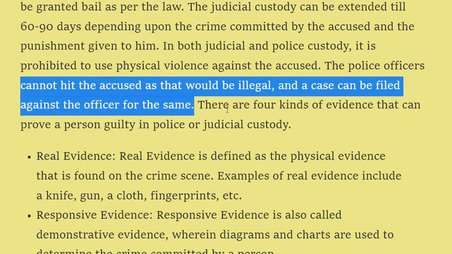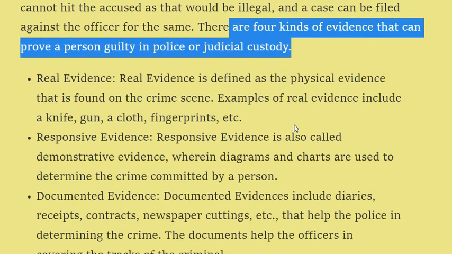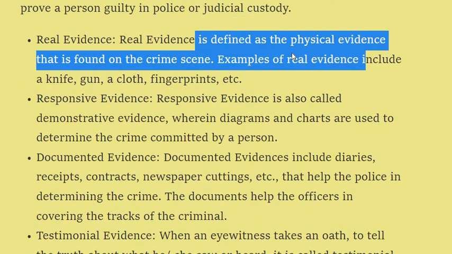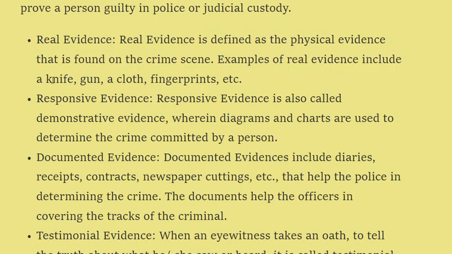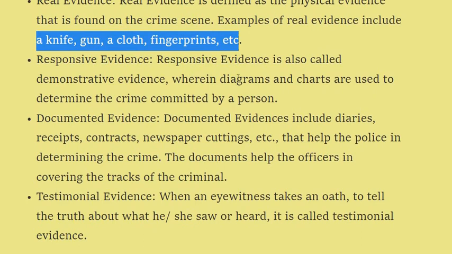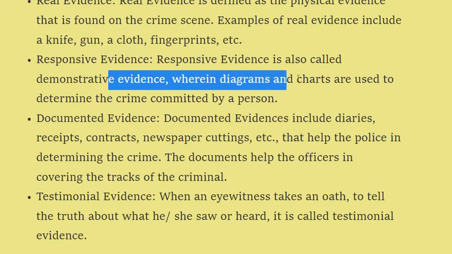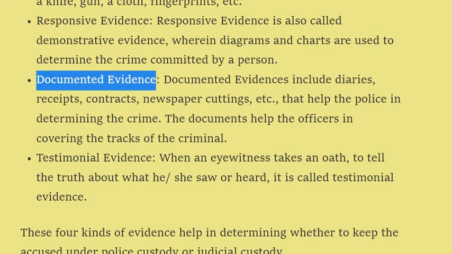There are 4 kinds of evidence that can prove a person guilty in police or judicial custody. Real evidence. Real evidence is defined as the physical evidence that is found on the crime scene. Examples of real evidence include a knife, gun, a cloth, fingerprints, etc. Responsive evidence. Responsive evidence is also called demonstrative evidence, wherein diagrams and charts are used to determine the crime committed by a person.